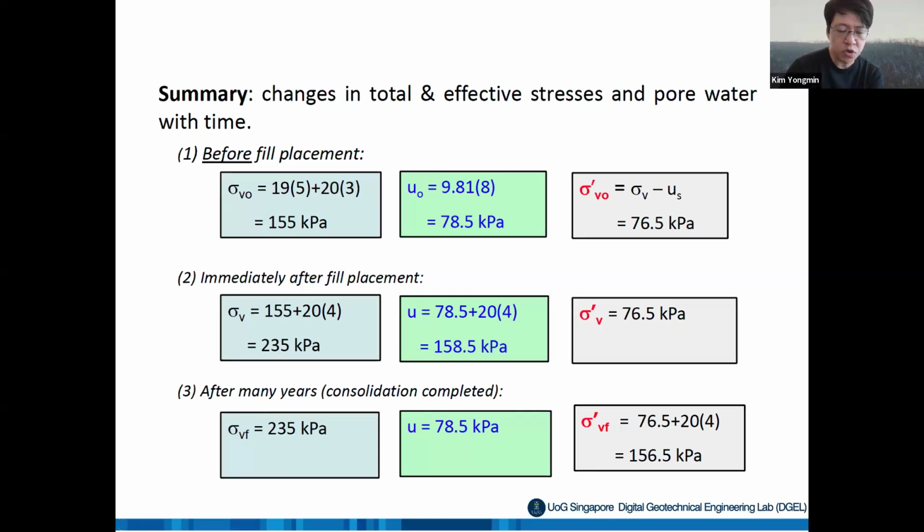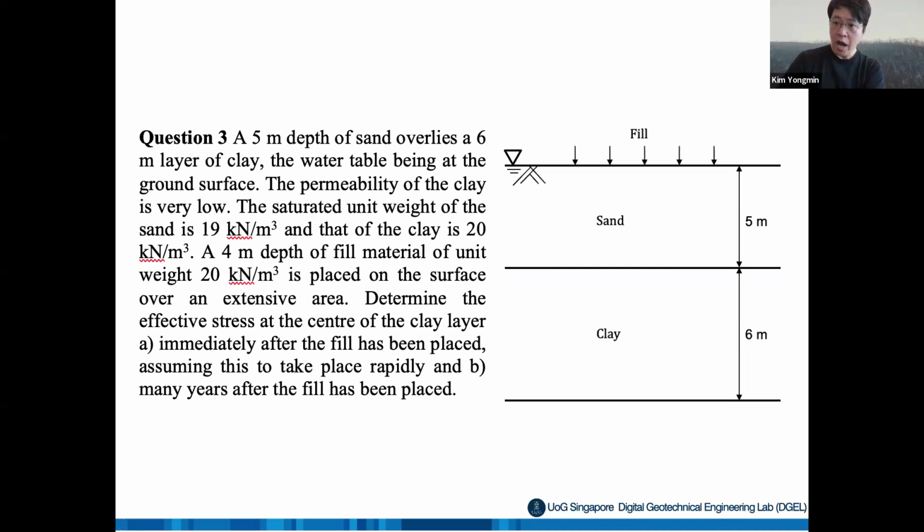This question number 3 helps you have a clear understanding of the consolidation process.